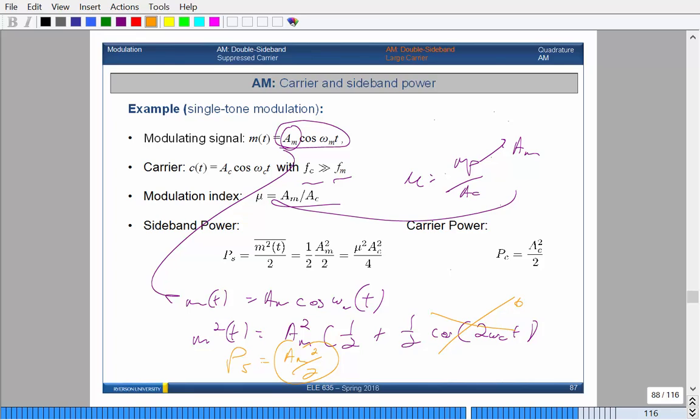So if you want to figure out what the power is for a single cosine wave, it's simply the amplitude squared divided by 2. So that's just something that you want to take a note of. So that's the actual power, okay?